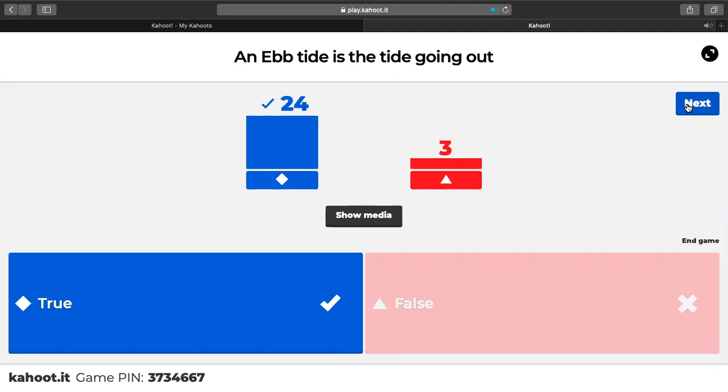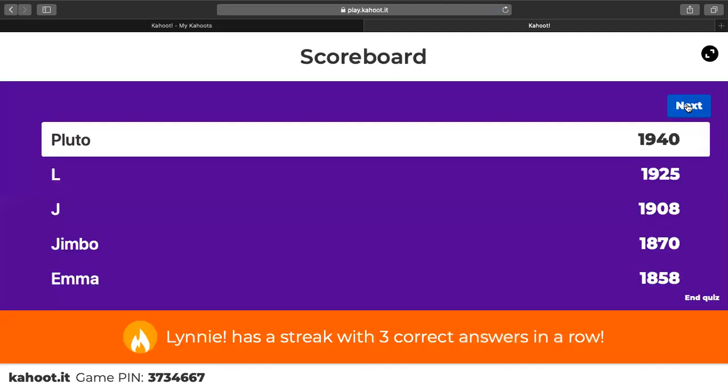Wow, it's true. An ebb tide is the tide when it's going down. When the tide's coming in, it's a flood tide, which is the tide coming in. Okay, who's in the lead now? Pluto is on a roll. And Linny is on a streak, got 3 correct answers, that's great. Okay, next question.